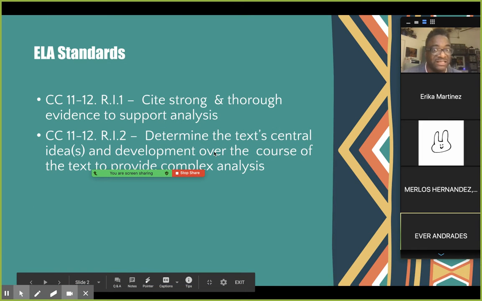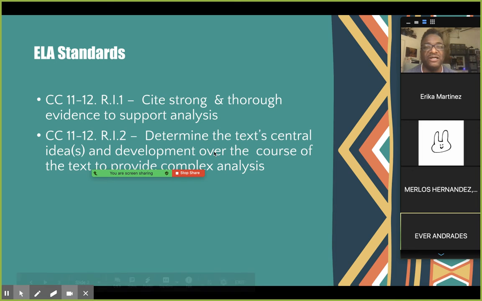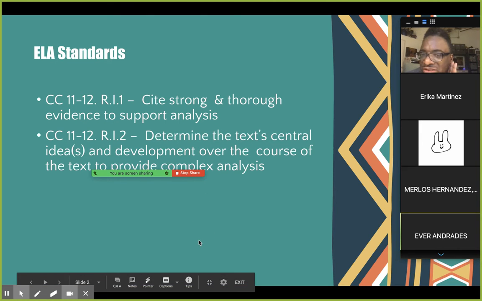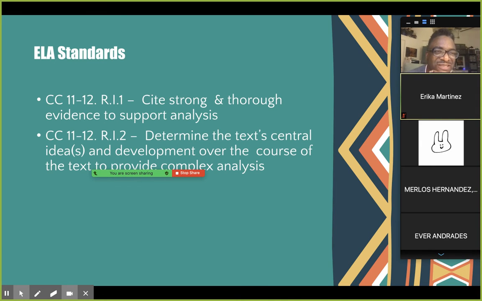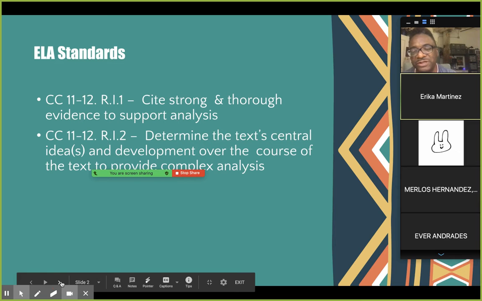these are the ELA standards being covered today. And we do this all the time anyway, but I have to put this in here today. To cite strong and thorough evidence to support your analysis and to determine the text's central idea. So this is reading informational text, RI1, RI2. Any questions on that? No. And this is the kind of thing you need in life. Everything is a text, every situation, every person, every action, and you want to be able to read situations well to understand what's going on.